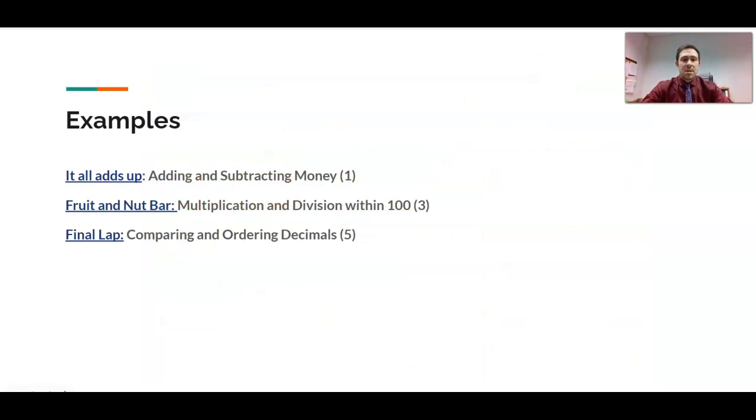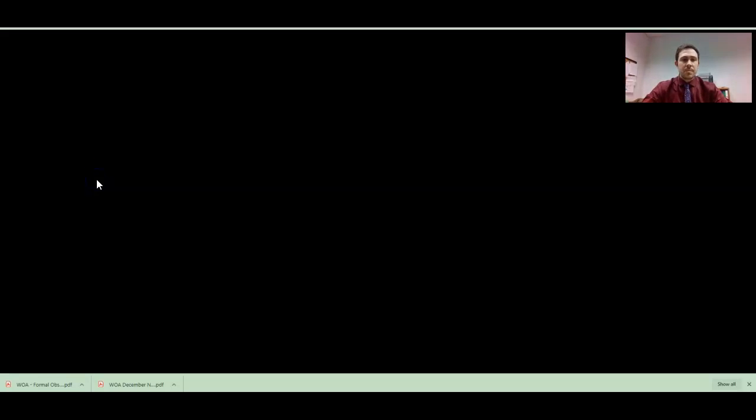Just some examples of 3-act tasks I found online. It All Adds Up is about adding and subtracting money. It's a grade 1. A Fruit Nut Bar I love. It's a multiplication and division task within 100 for grade 3 students, and The Final Lap is comparing and ordering decimals, grade 5. I'm going to click on It All Adds Up just so you can see it.